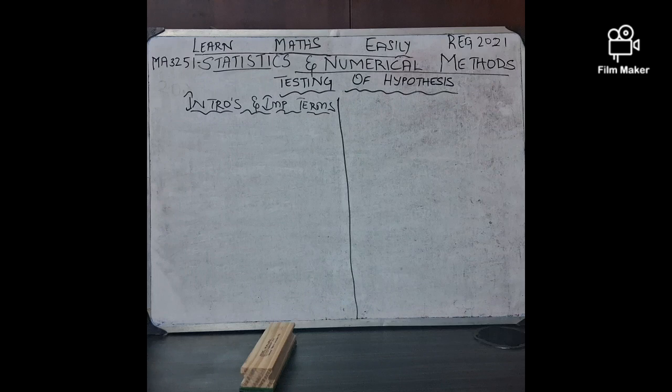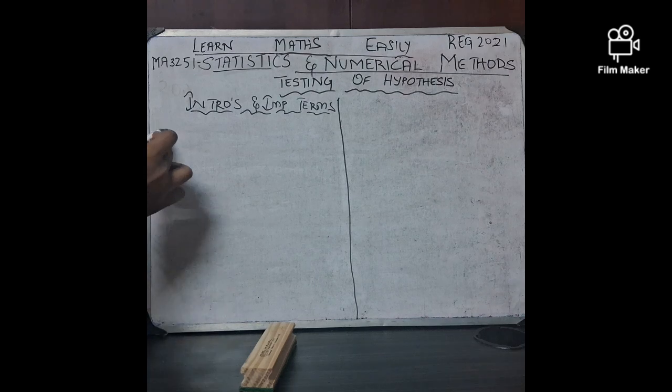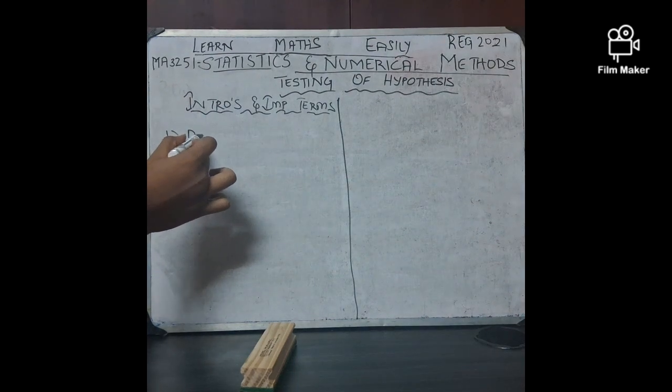Today we are going to see statistics and numerical methods. The subject code of it is MA3251. The first lesson, or unit 1, is testing of hypothesis. In this video we will see some introduction and some important terms that have to be known in this lesson, and in further videos we will see the examples and the exercise questions that are given in your Dr. G. Balaji textbook. Right now, the first important term to be known is population.